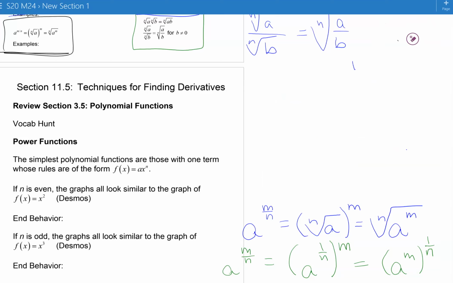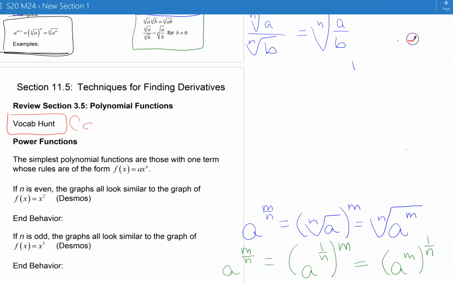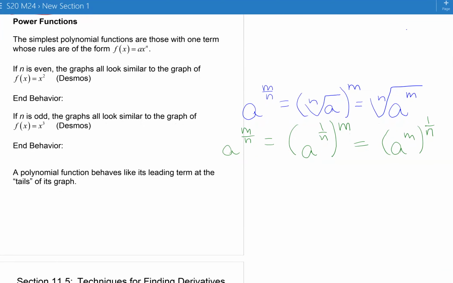And that's where I'm going to pause after I mention there is something I'm calling a vocabulary hunt in the Canvas files. It's just kind of a fun little activity that won't take more than 5 minutes. And it's a review of all the terminology you need for talking about polynomials. So when I say coefficient, you'll know what I mean. And when I say leading term, you'll know what I mean. So it doesn't take very long, but it's optional. But I do expect you to know the vocabulary of polynomials. So I'm going to pause here and come back and start on power functions.